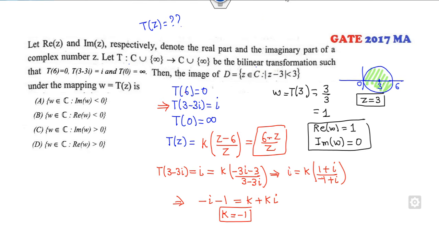Look at the options. He said imaginary part is less than 0. He said real part is less than 0, but we get greater than 0. He said imaginary part is strictly greater than 0, but we get 0. So the right answer which is left behind is D.